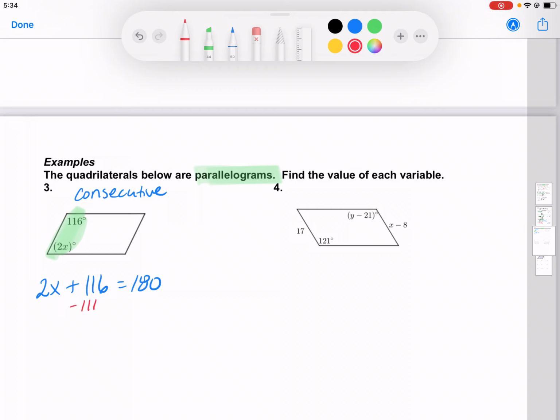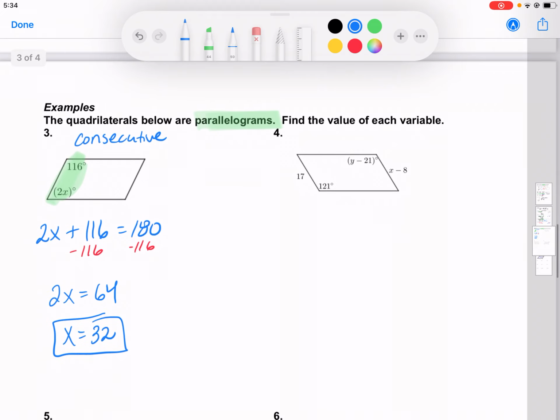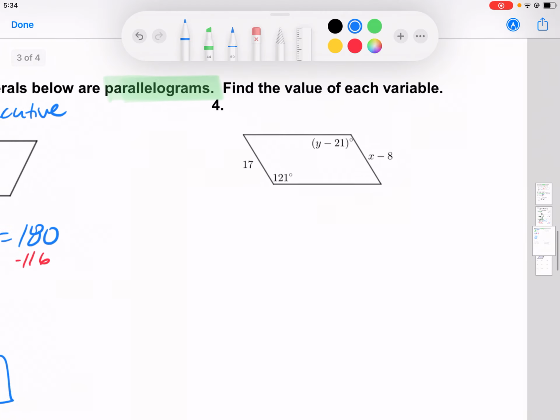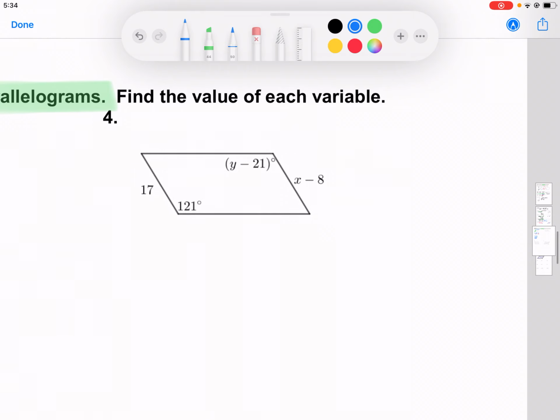If I subtract 116 from both sides, I get that 2x equals 64, and then you divide by 2 and you get x equals 32. And that's all you'd have to do, right? So let's see how that works for number 4. Let me zoom in a bit. Number 4, you're going to notice there are a couple things going on.